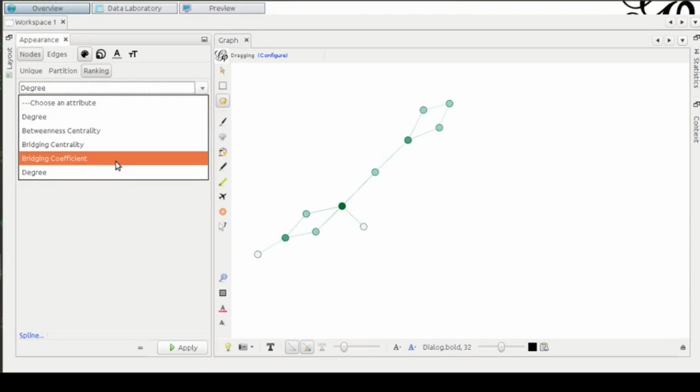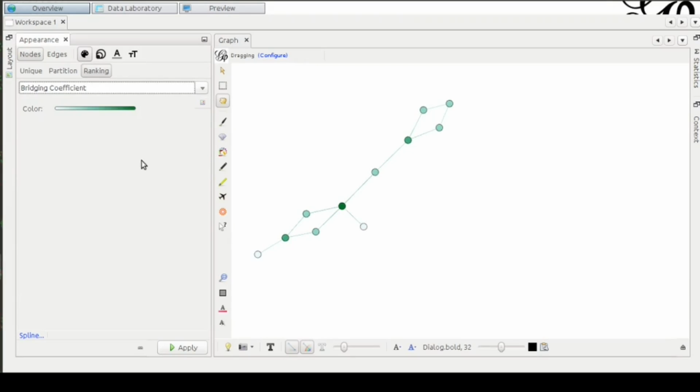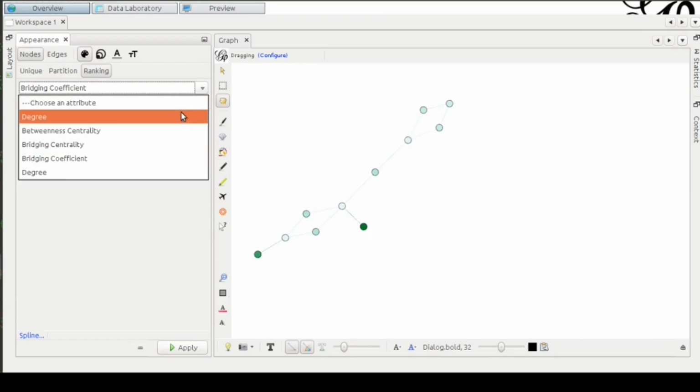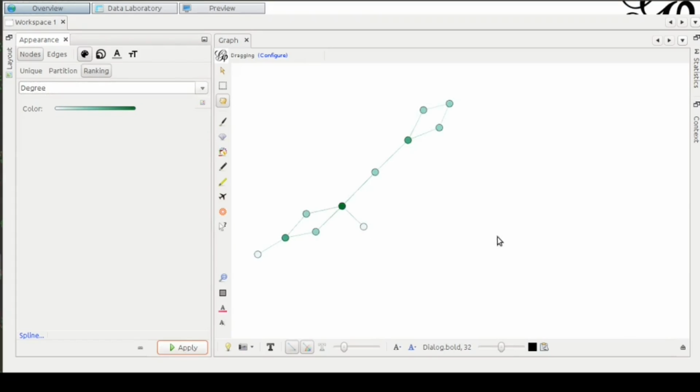You can note that the nodes possessing a smaller number of edges are the most colorful ones. That's because the bridging quantity is like the inverse of the degree. I will show you once more the degree ranking. Can you see now that the nodes possessing the more significant number of edges are the most colored?